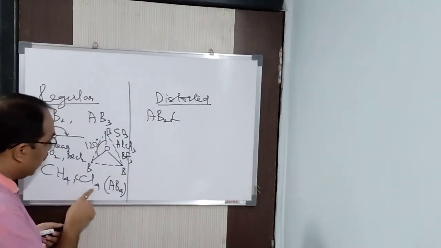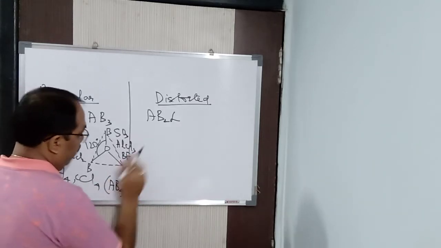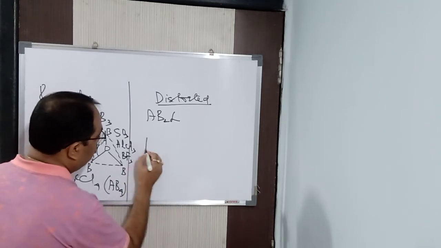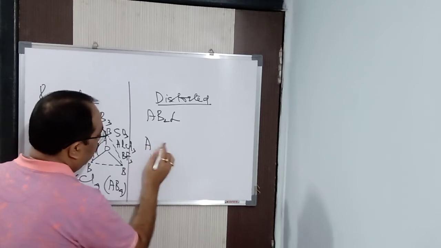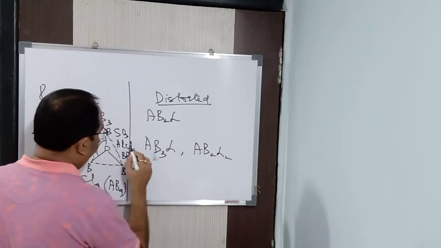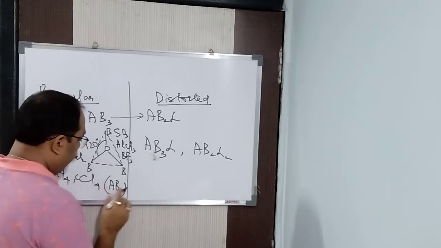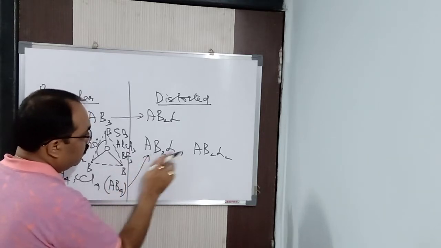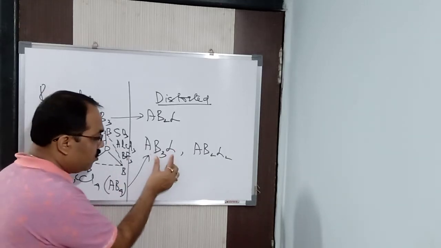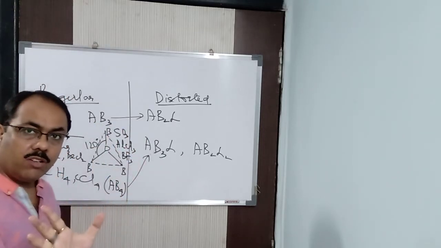Like here I said CCl4. What is the example I can give here? Like AB4. Understood? AB4. Clear? So what is the distorted geometry of AB4? It can be AB3L, it can be AB2L2. For AB3, the distorted geometry is AB2L. I am coming to the names, don't worry. For AB4, the distorted geometry can be AB3L and AB2L2. See, the number of pairs of electrons remains the same. Here also 4, here also 4. Here 3, here also 3. You can compare it. The number of pairs of electrons remains the same.